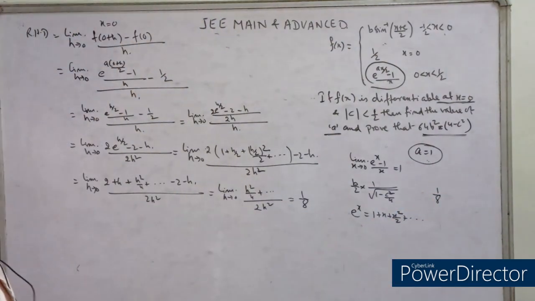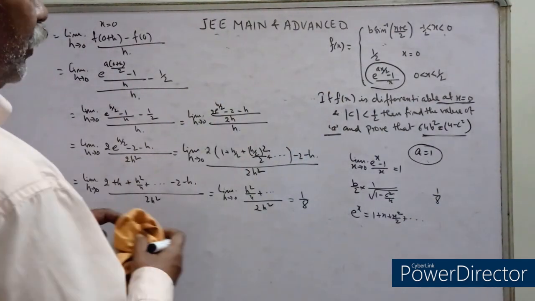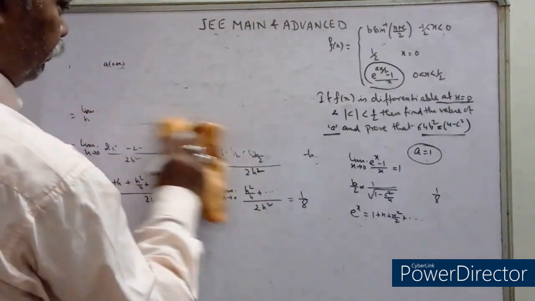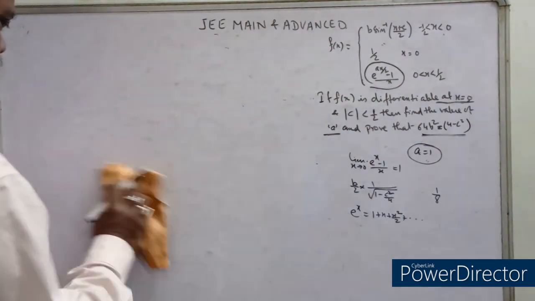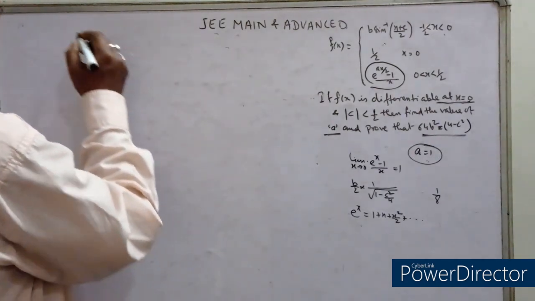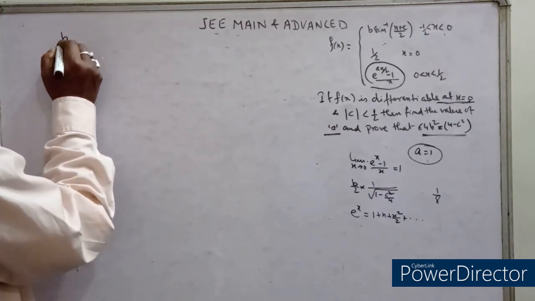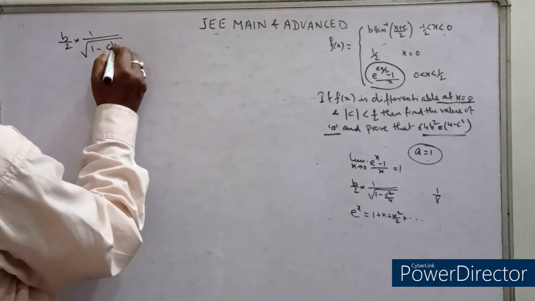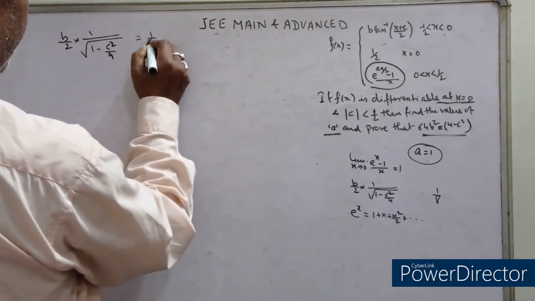Now since left hand derivative is equal to right hand derivative, because it is differentiable at x is equal to 0, so what I am going to do is that, this is left hand derivative. The value of left hand derivative is b by 2 into 1 by root over 1 minus c square by 4, is equal to 1 by 8.